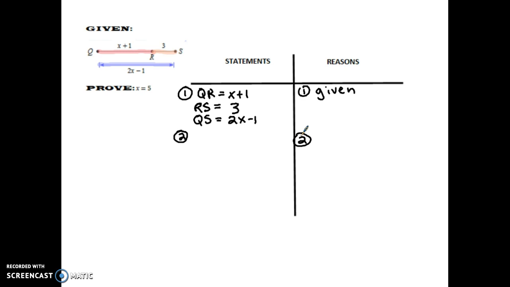I need to make a next reason or next statement that follows from this that somehow is going to allow me to show that x equals 5. So I remember, drawing way back on my chapter 1 memory, I can add the small part to the small part and make it equal to the whole thing. So I know I can add QR plus RS, and that's going to be equal to QS. So what property or postulate lets me do this? It's called the segment addition postulate.